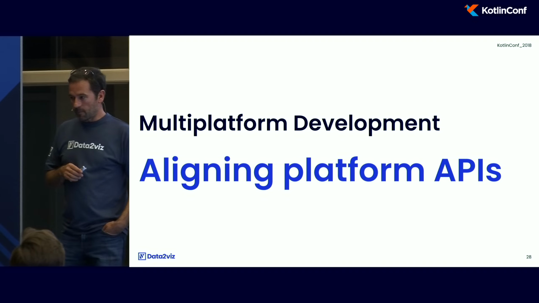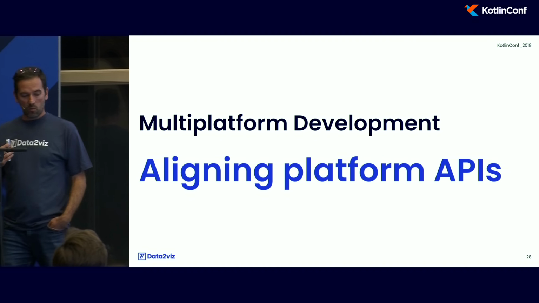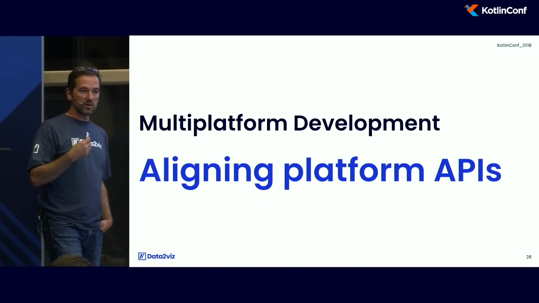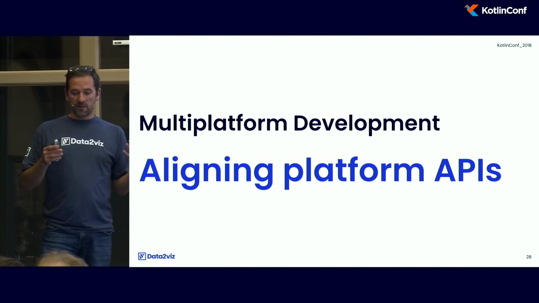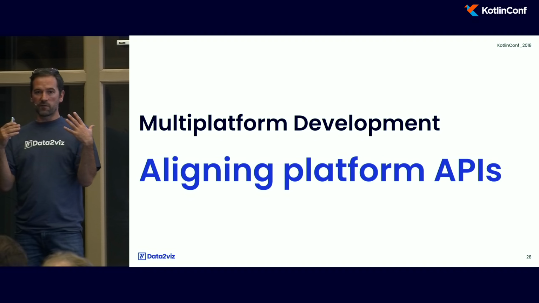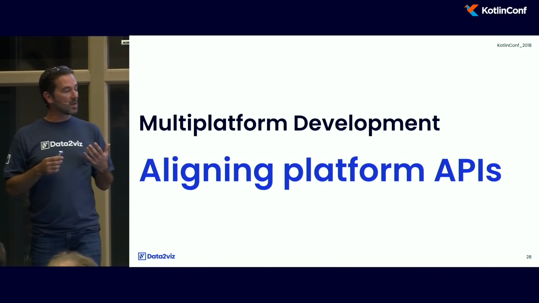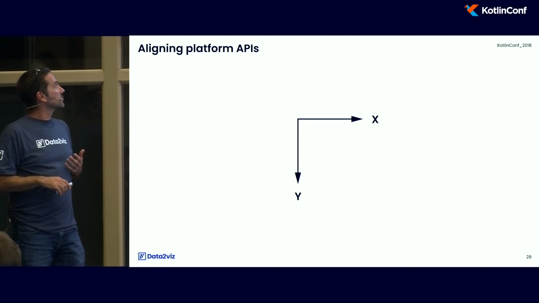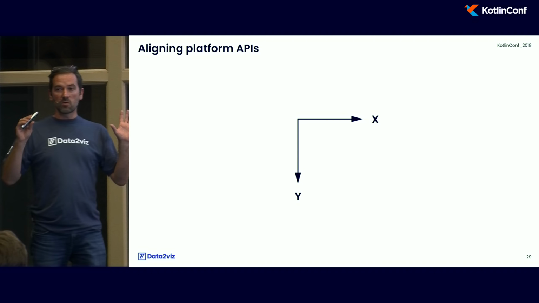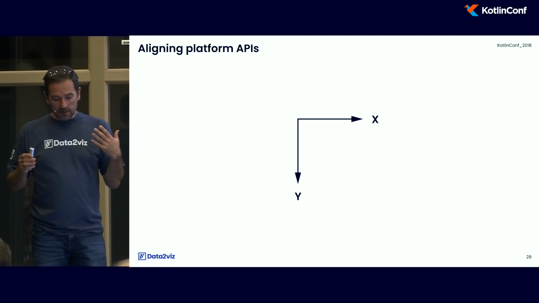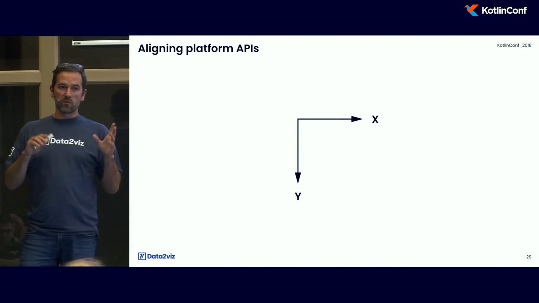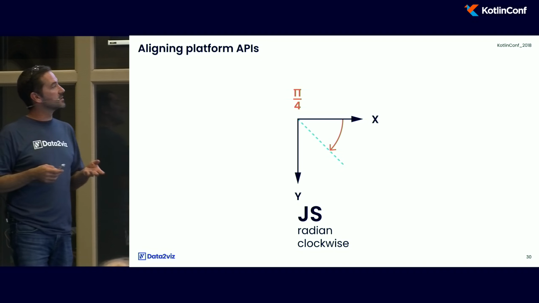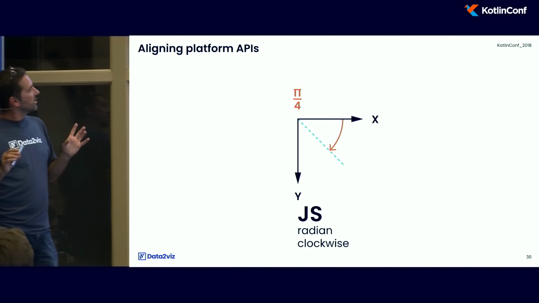Okay, so now let's talk a little bit about the work that you have to do when you do multi-platform development. One big part is aligning APIs. By that, I mean that you want to have the exact same behavior on each platform. And for that, you need to use what is available on each platform. So for us, the goal was to have the exact same rendering. And it starts with the coordinate system. The coordinate system is the same on each platform, but then you have to deal with the angles. And at that moment, it starts to be a little bit more complicated.